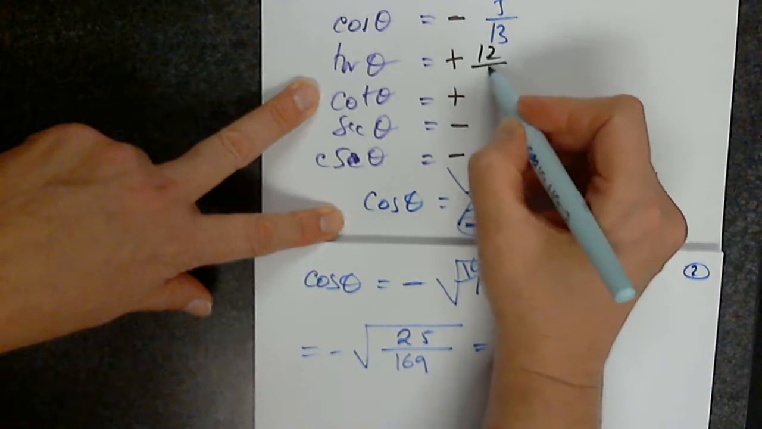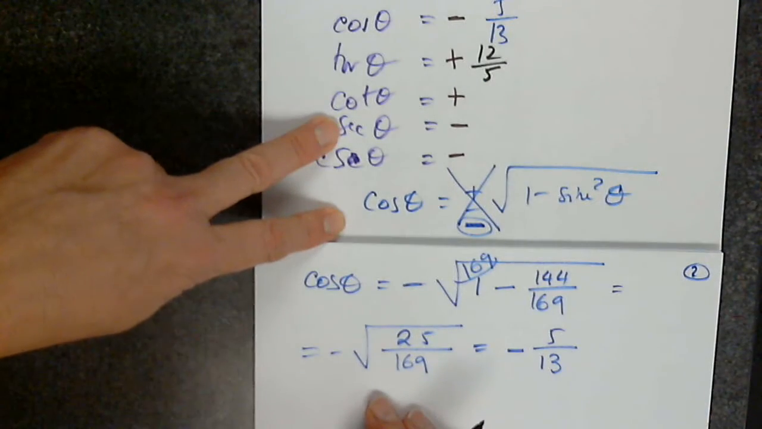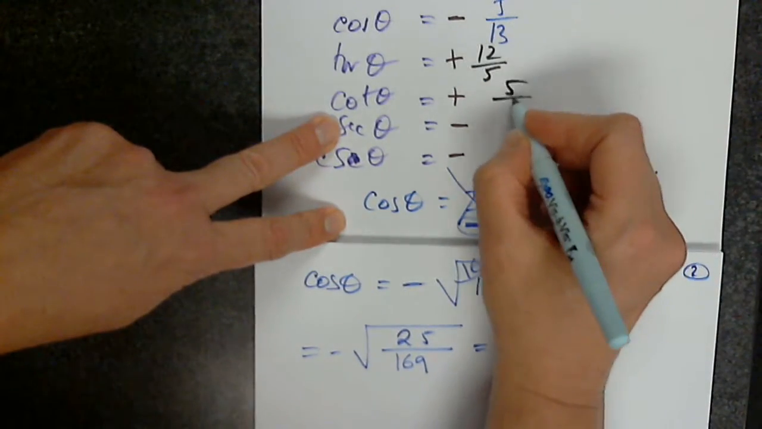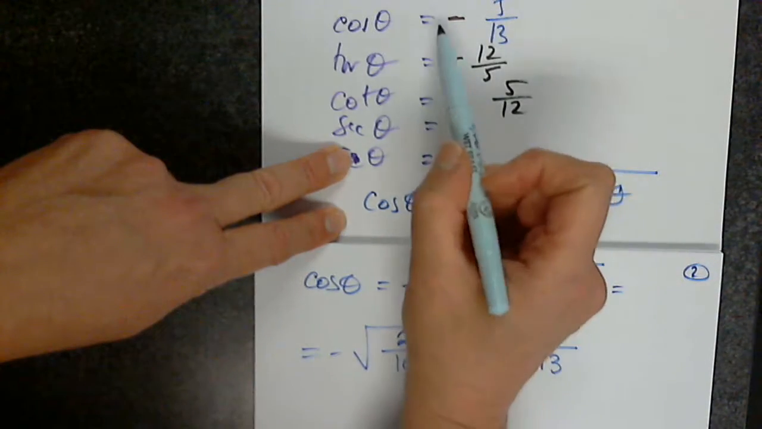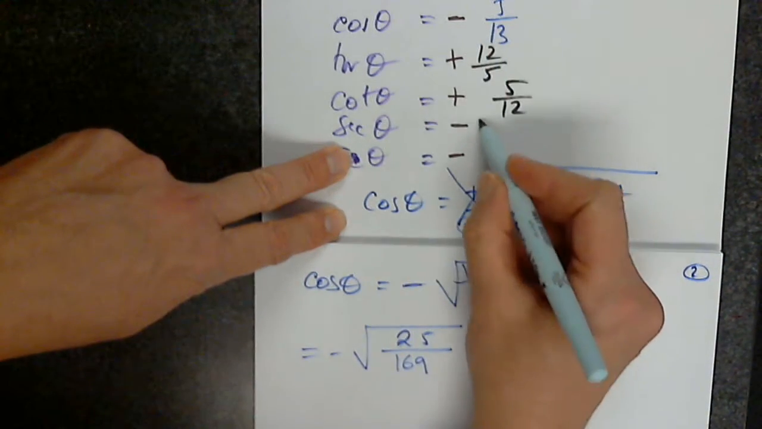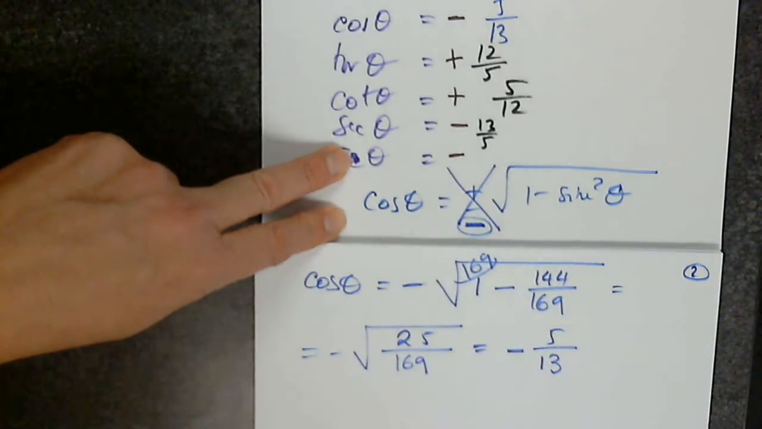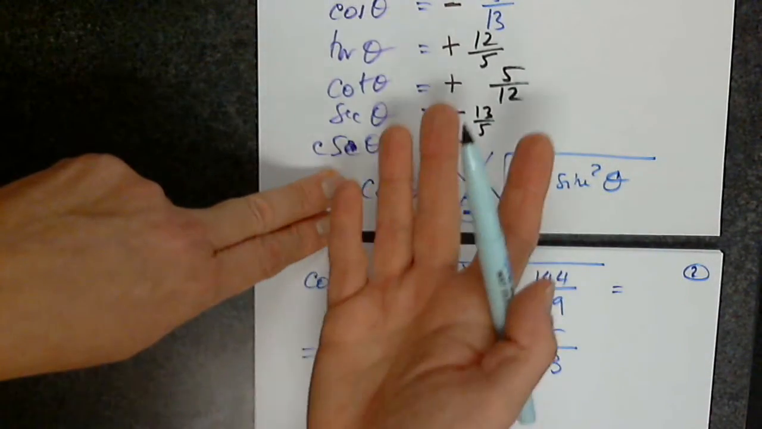Very good. 12 over 5. Cotangent. Right. 5 over 12. Secant. Right, because it's this one, right? So it's 13, the multiplicative inverse. And cosecant is?